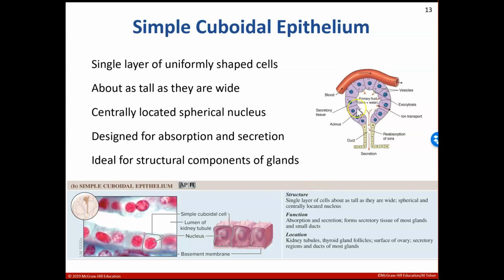So I put an example of an exocrine gland over here, in which we are going to have these cells creating a substance and placing it into the lumen and out through this duct in order to secrete that substance. Areas where we're going to be able to find these cells are like our kidney tubules, or the thyroid gland follicles, the surface of our ovary, and secretory regions and ducts of most of our glands.